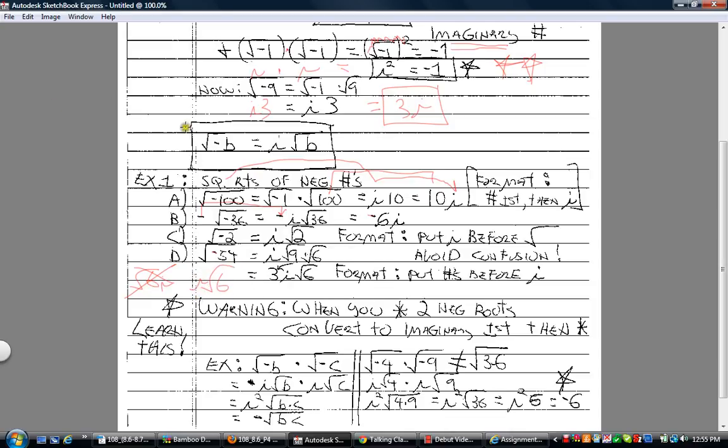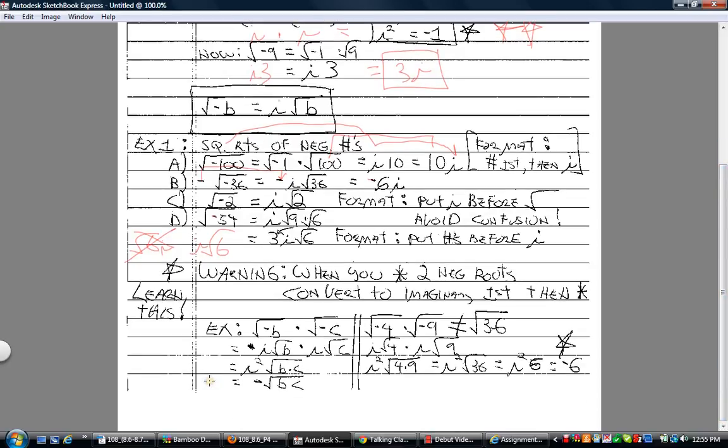Okay, now a key concept we have to cover before we finish up this page. It says warning: when you multiply two negative roots, convert to imaginary first, then multiply. The reason why we're doing this, and I'll go with the number example first. If you saw the square root of negative 4 times the square root of negative 9, you'd say, well, you're multiplying the radicals underneath it, negative 4 times negative 9, and say a positive 36. That's not true. Okay, you've got to watch it.